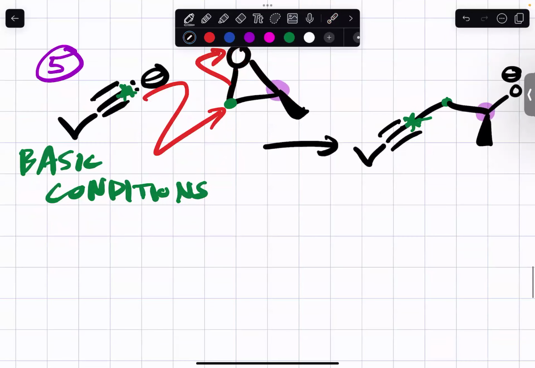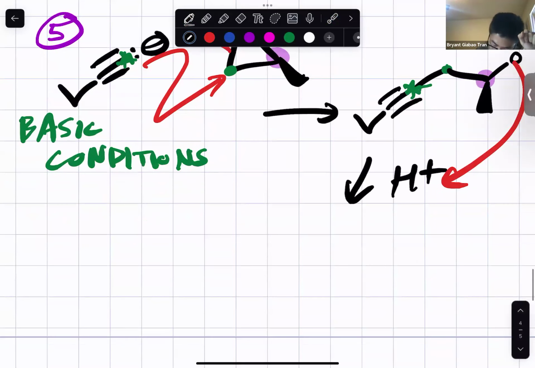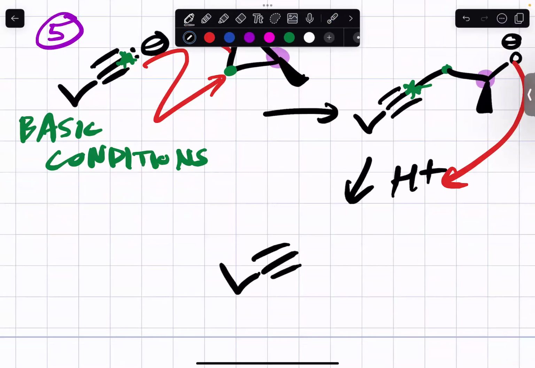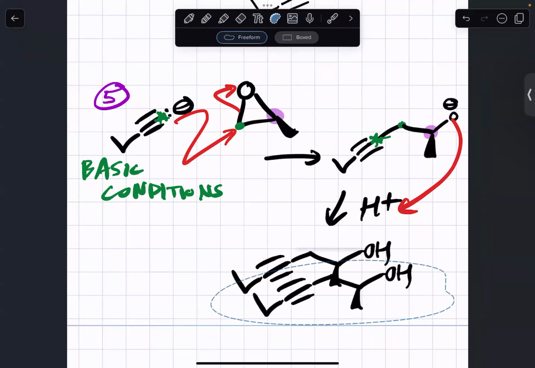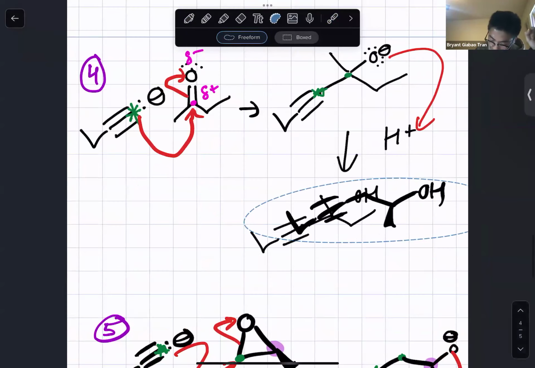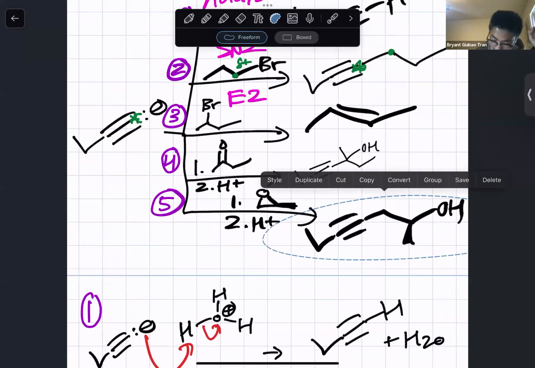And the last step is the acid workup. Protonate that O minus to become an alcohol right there. Does this make sense here? Yeah, that part makes sense. Okay, now I'm gonna give you five different predictive product questions based on these reactions.